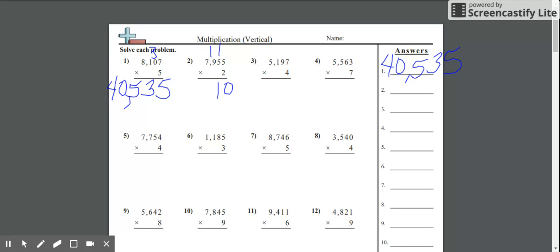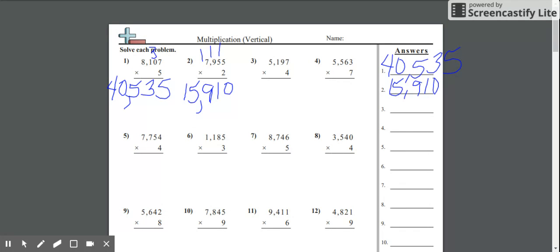Any number that I carry, I always add after I multiply. Next, 2 times 9 is 18. Plus 1 is 19. I write down my 9, carry my 1 on top of the 7. And then 2 times 7 is 14. Plus 1 is 15. I count my place values, 1, 2, 3, and then insert my comma in between the 5 and the 9. So my answer is 15,910, and I can write it over here.